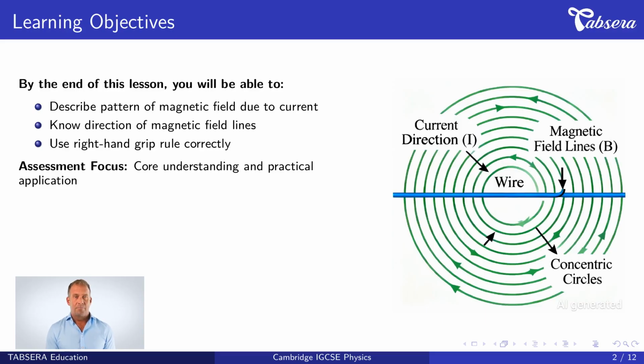Let's examine our learning objectives for today. By the end of this lesson, you will be able to, first, describe the pattern of magnetic field due to current flowing through a straight wire. This means understanding the circular field lines that form around the wire. Second, know the direction of magnetic field lines. Direction is crucial in physics and follows specific rules. Third, use the right-hand grip rule correctly. This is a practical technique for determining field direction. These objectives align with Cambridge IGCSE assessment, focus on core understanding and practical application of electromagnetic principles.